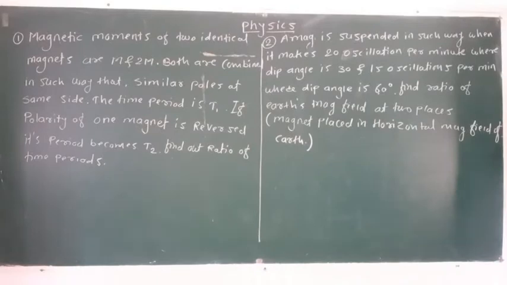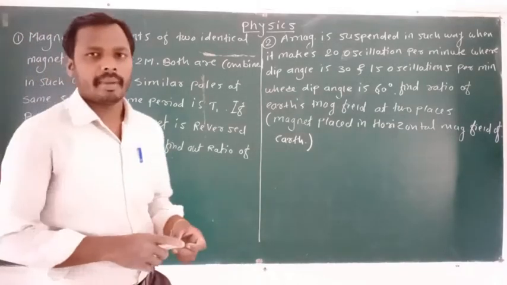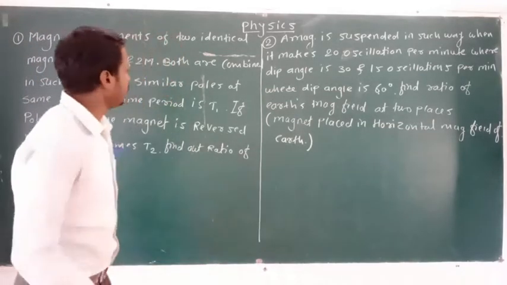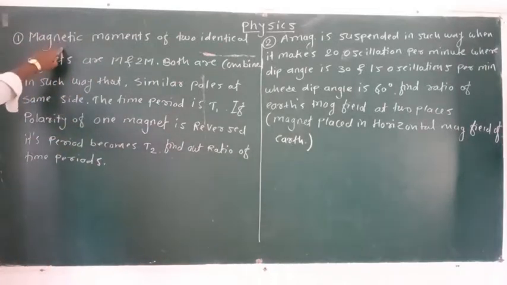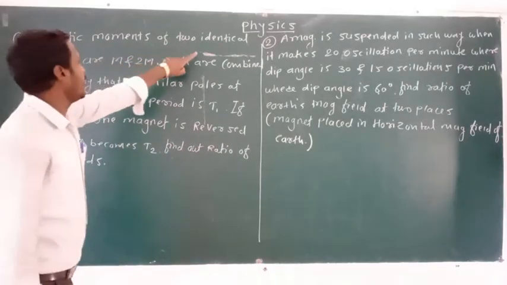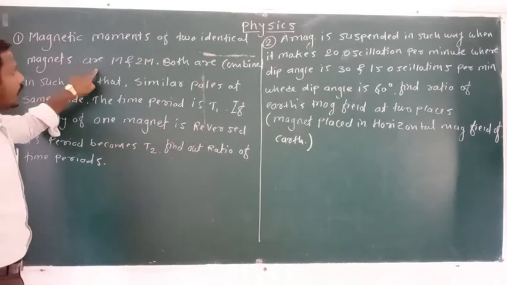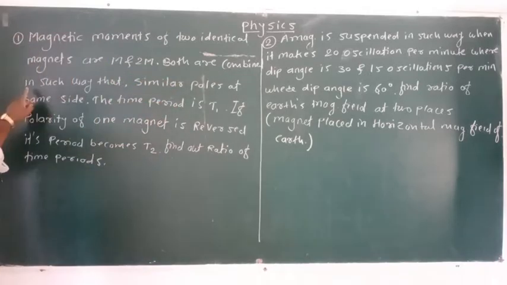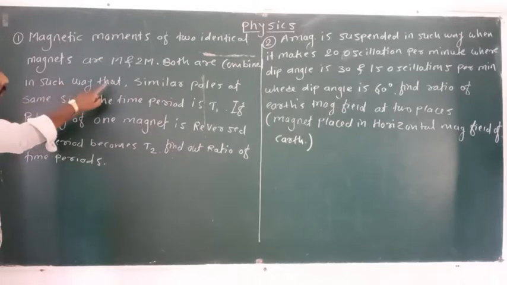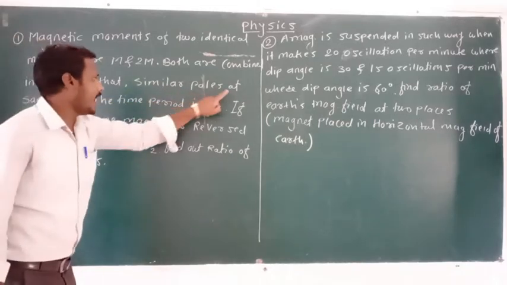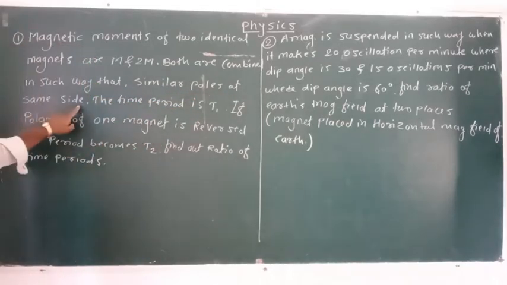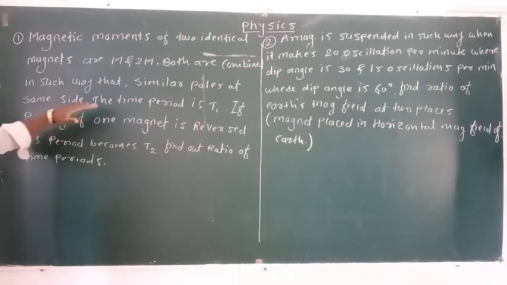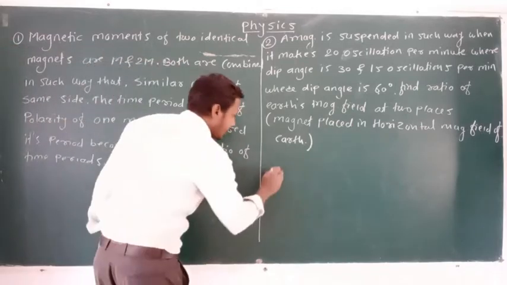Now we are going to discuss some problems regarding magnetometer. The first problem is that the magnetic moment of two identical magnets are M and twice M. Both are combined in such a way that similar poles are at the same side. That is, its combination becomes like that.